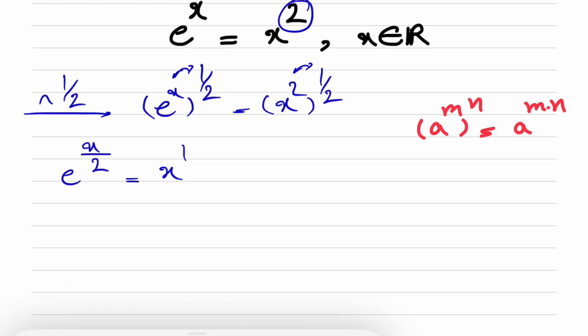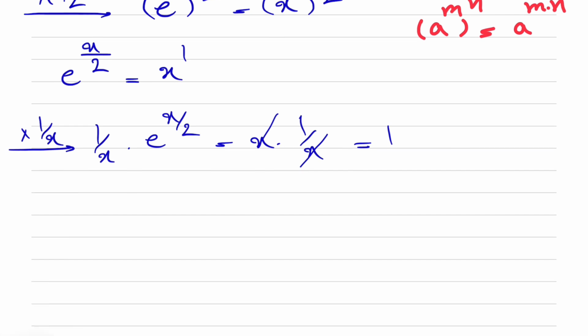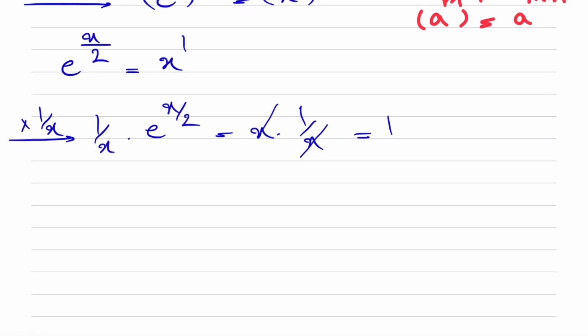So in order to get rid of x on the right side, we're going to multiply each side by 1 over x. So we have 1 over x times e to the power of x over 2 is equal to x times 1 over x. So on the right side, we can cancel out the x, which will be equal to 1. So we are trying to take advantage of the Lambert W function, and all we need for that function is to have a box times e to the power of box. And once we apply the Lambert W function to this, we're going to get box as an answer.